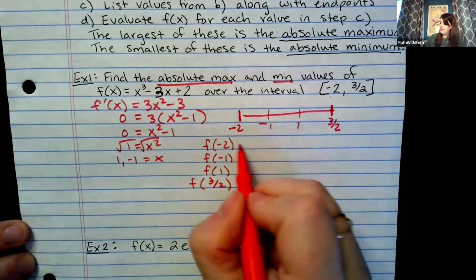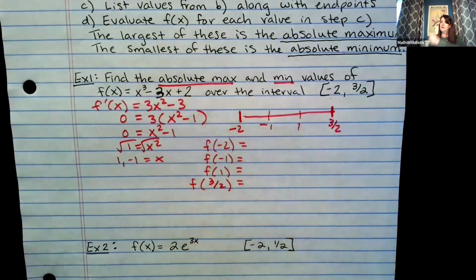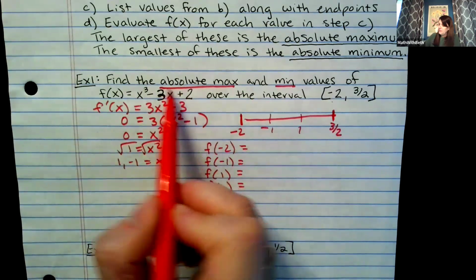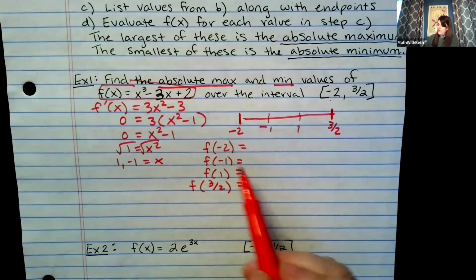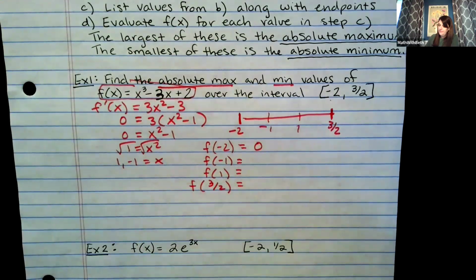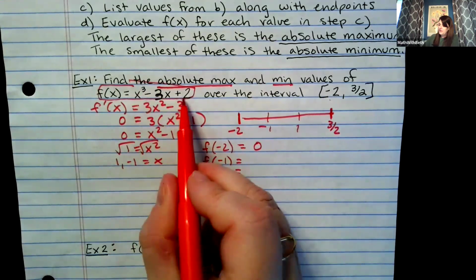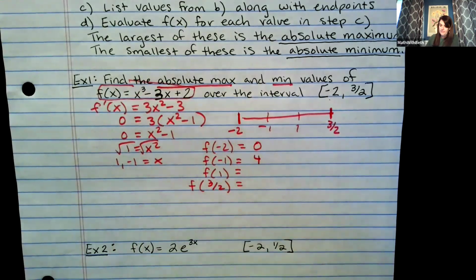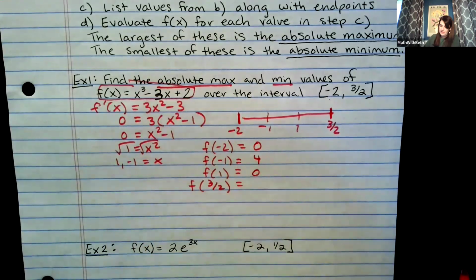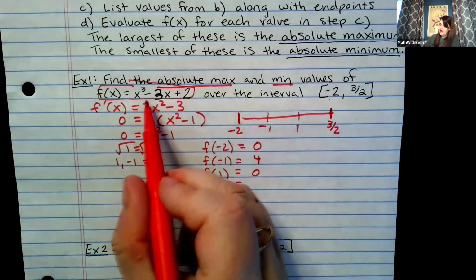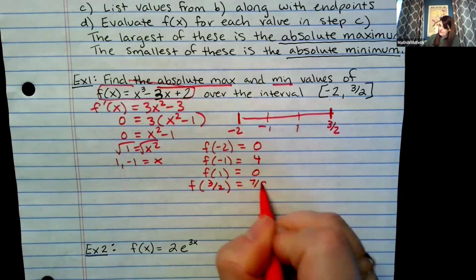what do I get, because the largest of these answers is going to end up being the max and the lowest is going to be the min. And if there's a tie, then you can just have more than one max or min. So carefully going back to the original equation, f of x, and plugging in -2, I would get 0. Plugging -1 into the original function, I would get 4. Plugging in +1 to the original function, I'd get 0. And plugging in 3/2 back there, I would get 7/8.